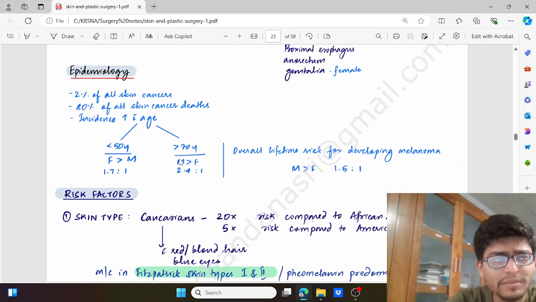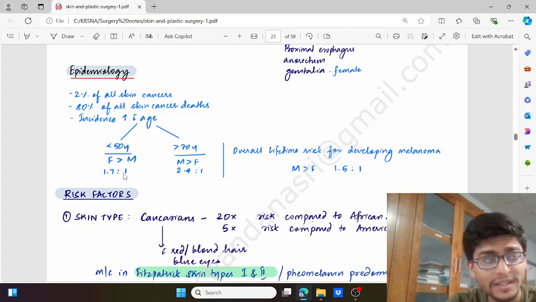So the basic epidemiology: it accounts for 2% of all skin cancers, after the most common basal cell and squamous cell carcinoma. But importantly, it causes 80% of all skin cancer deaths. So it is aggressive and deadly, that is to be understood. Incidence increases with age. Under 50 it is more common in females, 1.7:1, and after 70 it is more common in males, 0.4:1. So overall lifetime risk is higher in males, 1.5:1.